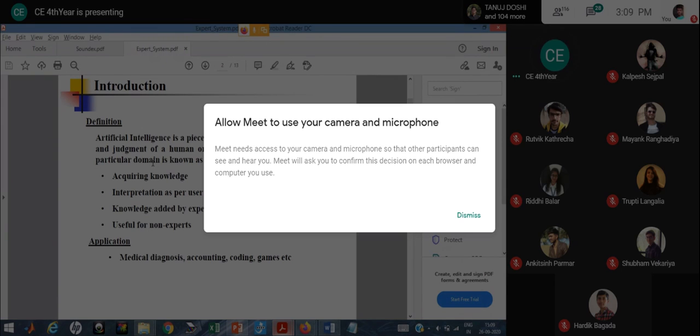It works by acquiring the relevant knowledge from its knowledge base and interpreting it according to the user's problem. How is the data in the knowledge base added? The data in the knowledge base is added by a human who is an expert in a particular domain, and this software is used by a non-expert user to acquire some information. Now, what is the application of this expert system?